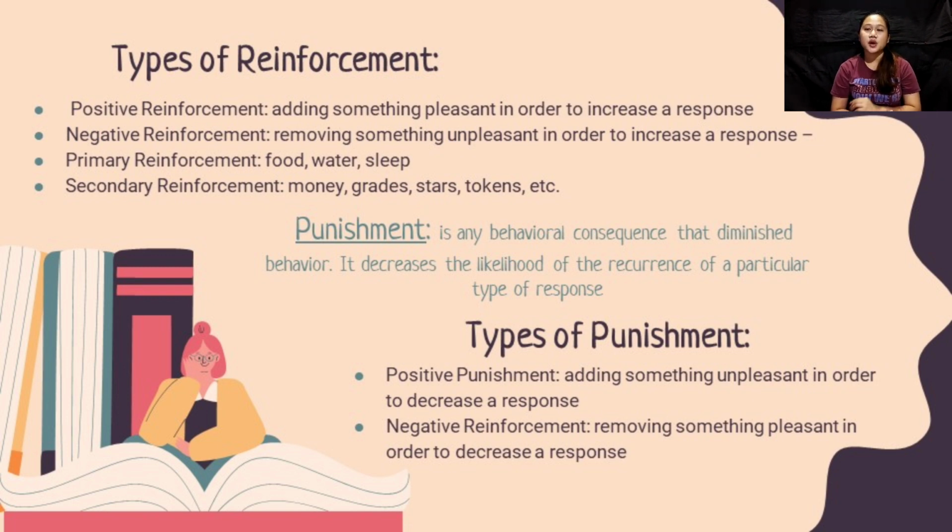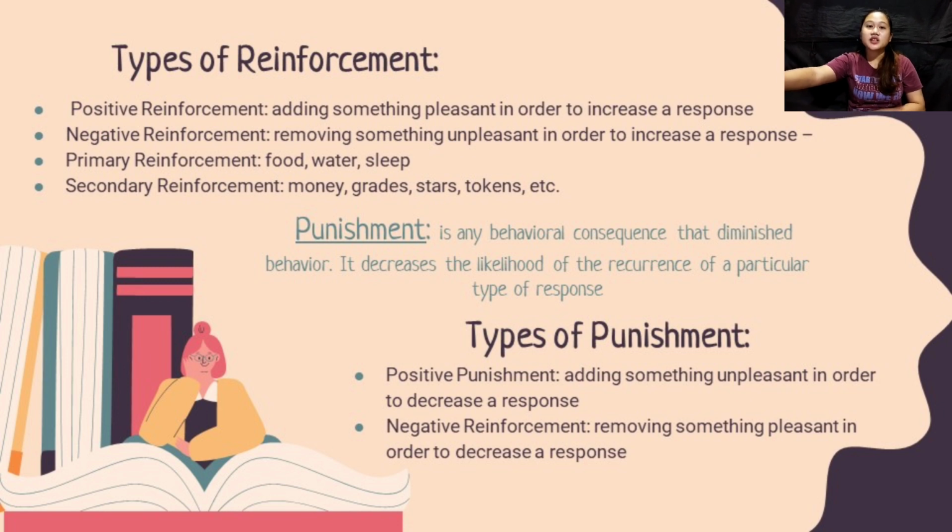And then next is primary reinforcement. It is the food, water, and sleep of a student. Next is secondary reinforcement. So what is the secondary reinforcement of a human? It is money, grades, stars, tokens, etc.